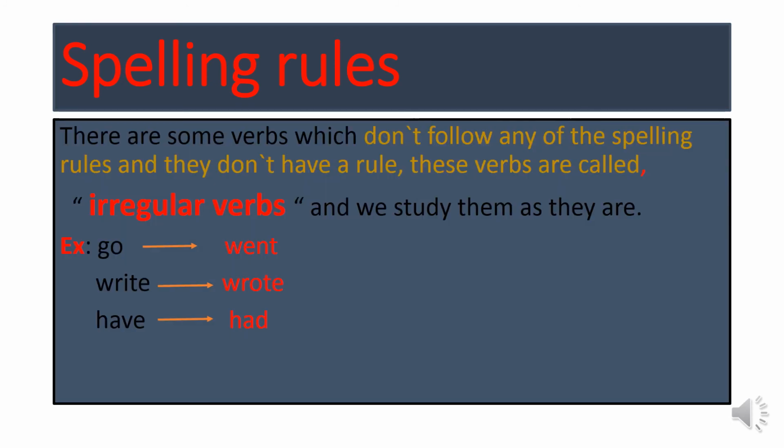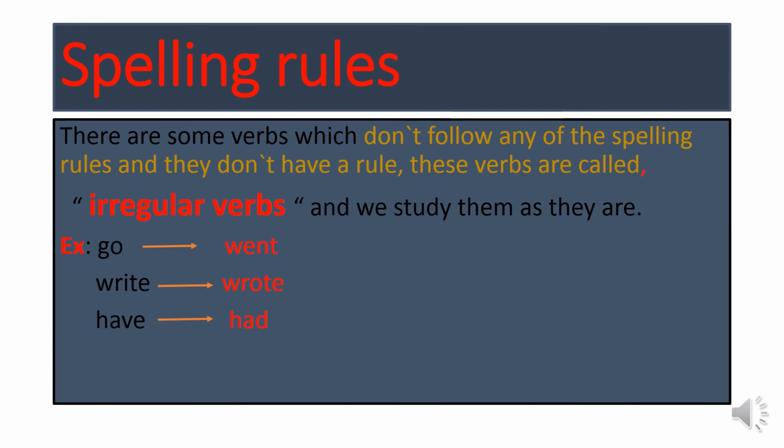The last one here isn't a spelling rule. Here we have some verbs which are called irregular verbs. There are some verbs which don't follow any of the spelling rules and they don't have a rule. These verbs are called irregular verbs and we study them as they are.